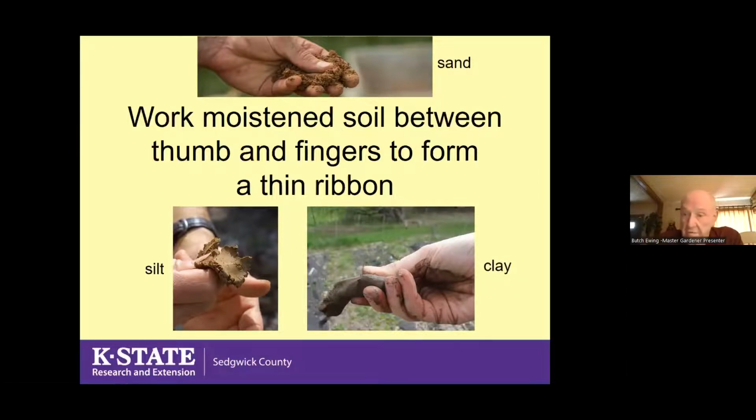You won't be able to make a ribbon out of it because it's going to fall apart as soon as it leaves your finger. So if you have a high silt content, instead of feeling the grit, it's going to feel pretty smooth. It's going to be more like a flour texture. And it'll stay together long enough to make maybe a short ribbon, okay?